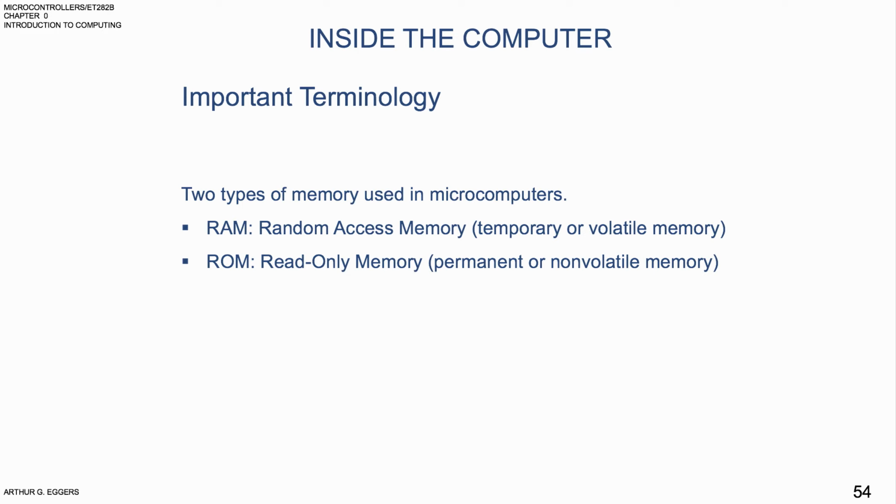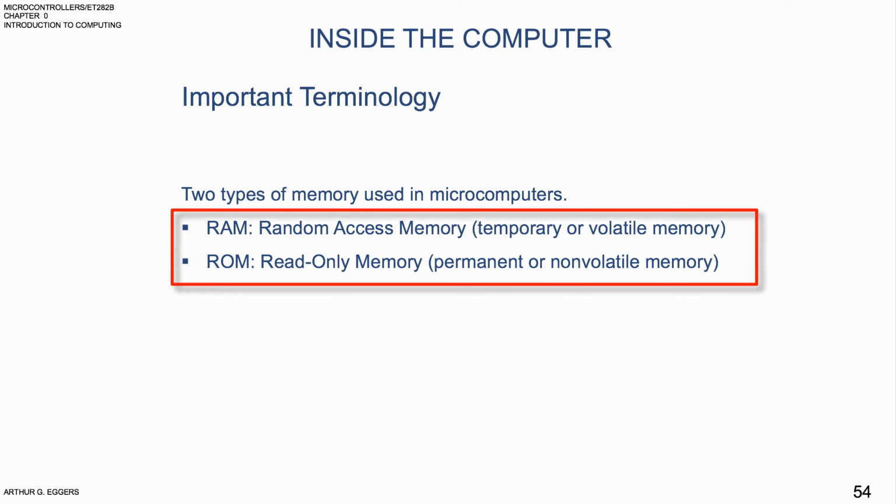Two types of memory are commonly used in microcomputers, RAM and ROM. RAM, which stands for random access memory, is sometimes called your read-write memory. ROM stands for read-only memory. RAM is used by the computer for temporary storage of programs when it's running, and this data is lost when the computer is turned off. For this reason, RAM is sometimes called volatile memory.